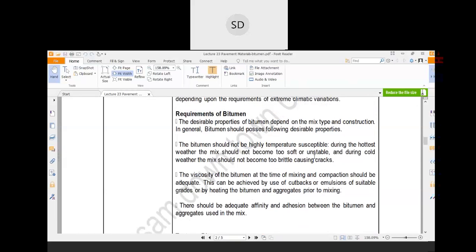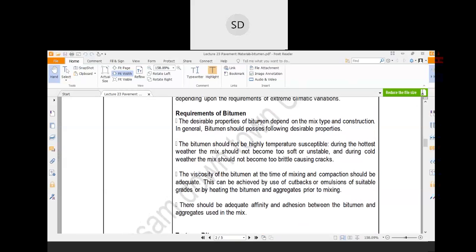Now, next thing is, what is the requirement of the bitumen? The desirable properties of bitumen depend on the mix type and construction. In general, bitumen should possess the following desirable properties. The bitumen should not be highly temperature susceptible. Highly temperature susceptible means it should not change its properties with the changing in temperature.